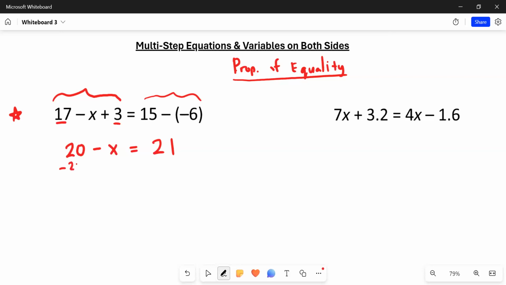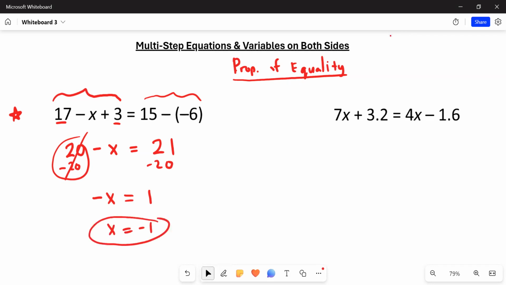We can take away 20 from each side, and that will cancel out over here. We're left with, notice there's a negative, got to keep that negative x. And then 21, take away 20 is 1. Here you can just use reasoning. If the opposite of x is 1, then x must be negative 1. You can just change the sign.